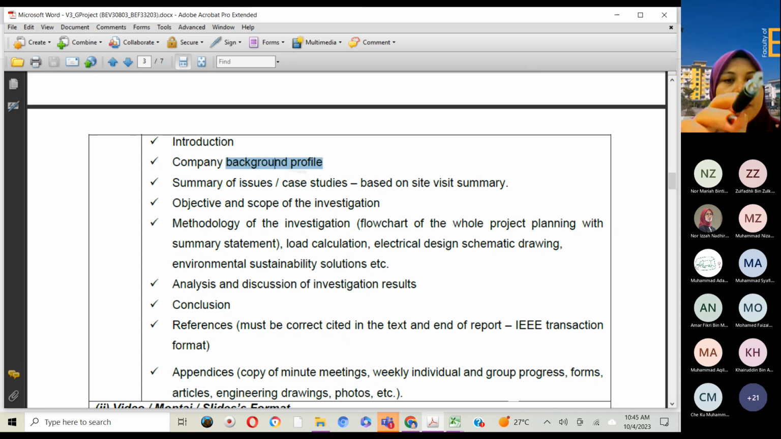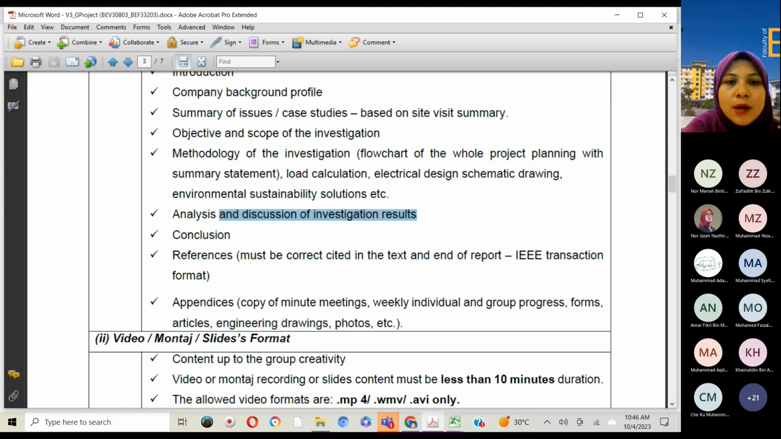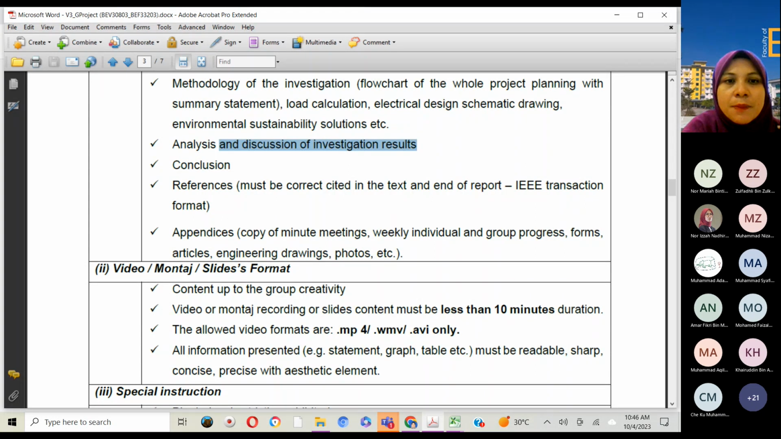So ada introduction, company background profile, and then summary of issues. And then objective, scope, vision, method. Because you buat on after that you revise the architecture plan and then you buat load calculation. Then you akan buat electrical design schematic drawing by using AutoCAD and then you come up with the environmental sustainable solutions kan. And then analysis and investigation result and then conclusion and then you have to do the references, appendices.